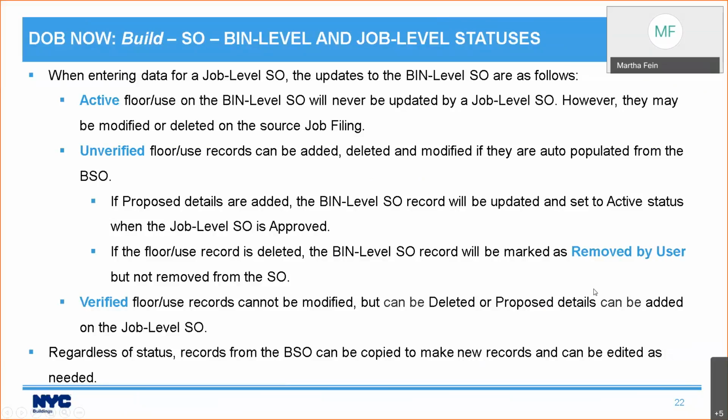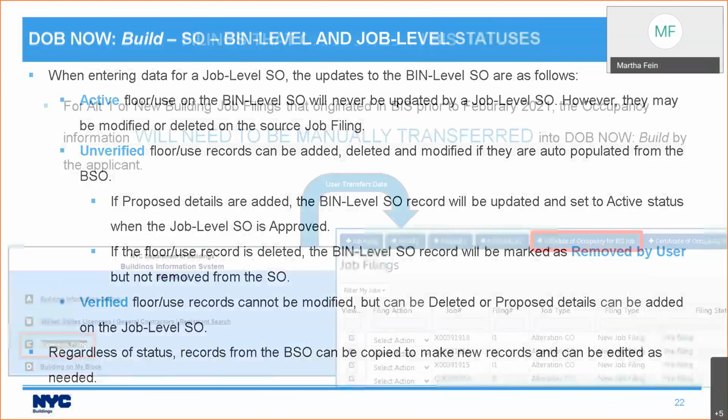Now, this may not make sense right away, but the reason I put it in here is because it's important to understand when you actually start requesting schedules of occupancy on buildings that have data in the bin level schedule of occupancy. So get a copy of this presentation. You can get it on the same page, the DOB Now training page, the same place you signed up for this class. And when you put in a schedule of occupancy request and something shows up right away, that means it's from the bin level schedule of occupancy. You can come back to this and say, okay, what can I do with that information?